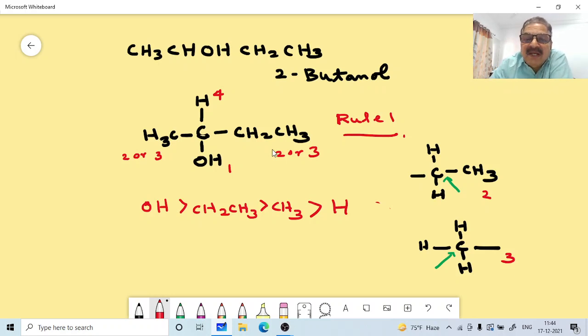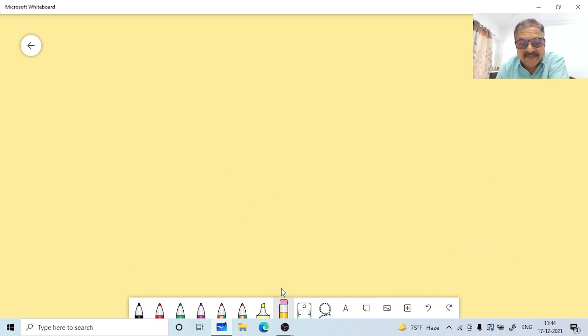Now if priority still cannot be assigned, then what do you have to do? Continue along a chain until a point of difference is reached. Okay, that is the idea. You have to get a difference. Priority means you have to find a point of difference. You should get it here. That is how you have to assign the priorities. Now, that is rule 2. The next will be our rule 3.